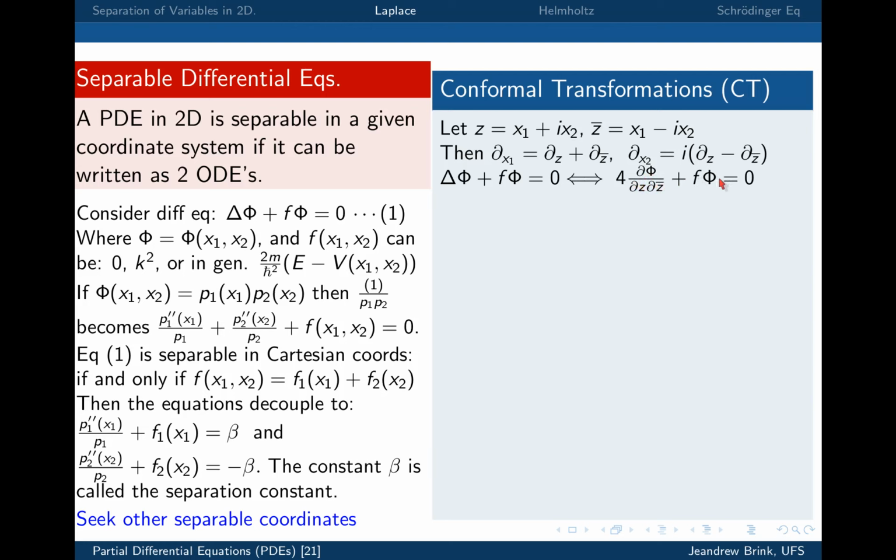I think you've done this. I think I did it right in the beginning when we did Laplace's equation first. If you don't know where this comes from, take a very careful look and find out.